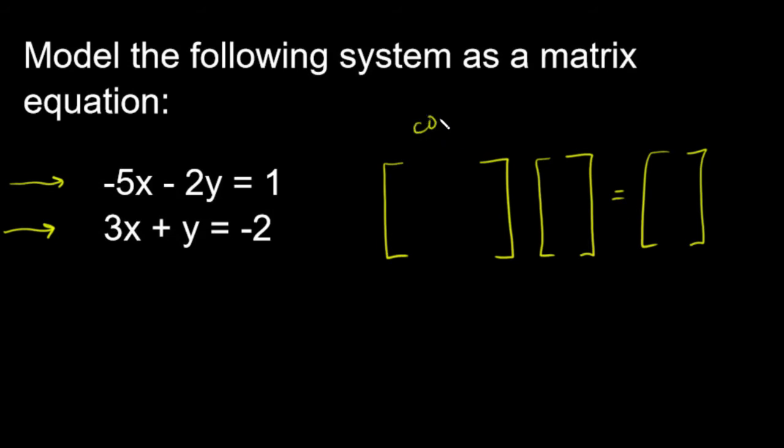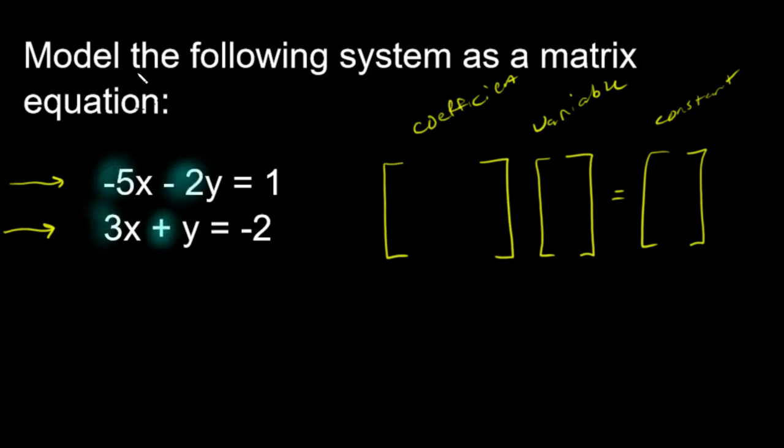This is the coefficient matrix. This is the variable matrix. And this is the constant matrix. And the coefficient matrix has the coefficients in it. So it's got -5, -2, 3, and 1.